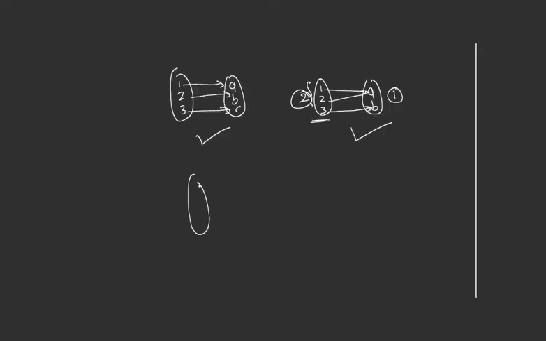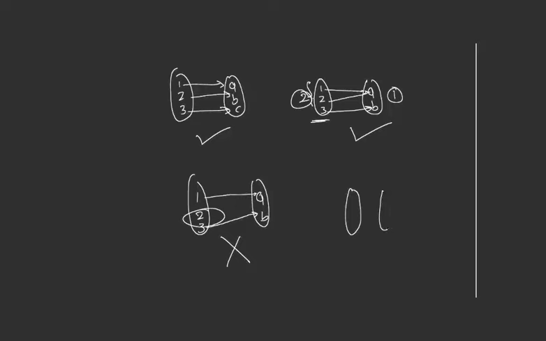Now if I take another example, suppose here we have 1, 2, 3. Here we have A and B. 1 goes with A, 3 goes with B. So this is not a function because we have one element empty in the first set.